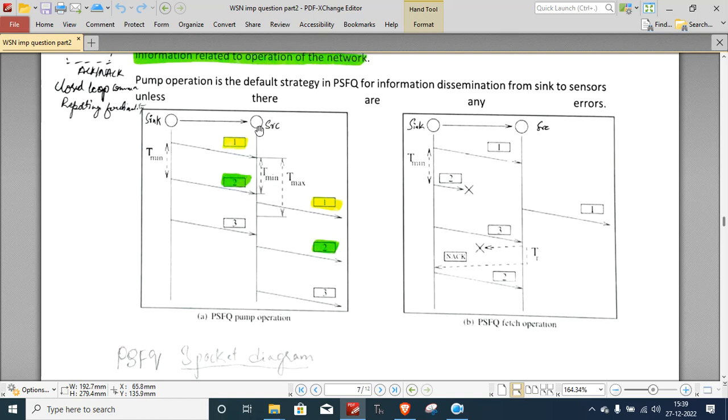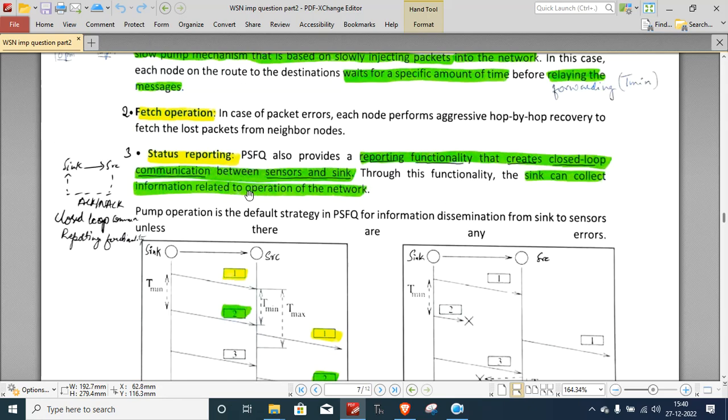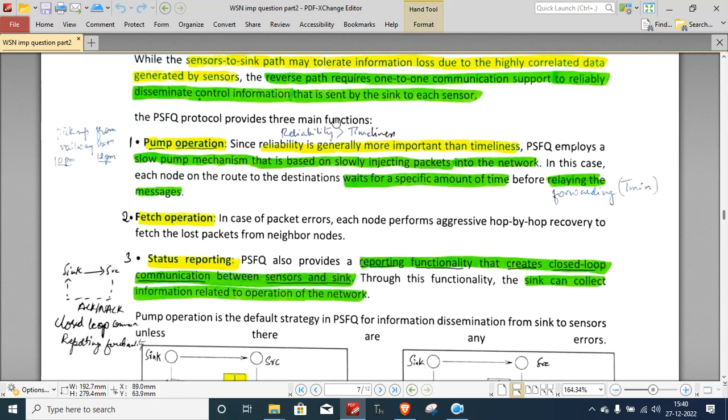And again, this source is getting the packet sent by the sink, and it is forwarding the same packet, and before it forwards the second packet, it again has to wait for a time interval of t-min. So this is the pump slowly mechanism. This is the very first function.